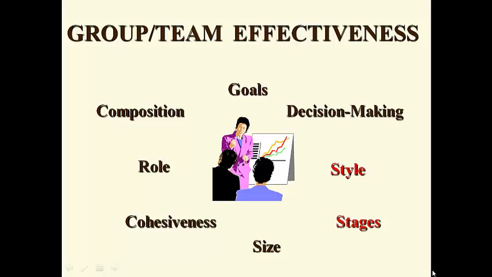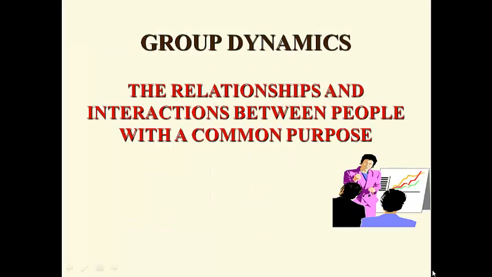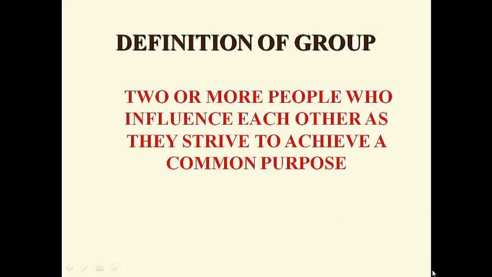And we'll talk a little bit about stages: forming, storming, norming, and performing at the end of the slide deck. And so these are some of the key metrics that you use to measure the effectiveness of a group. So let's talk a little bit about dynamics, the relationship between the interactions of people with a common purpose.